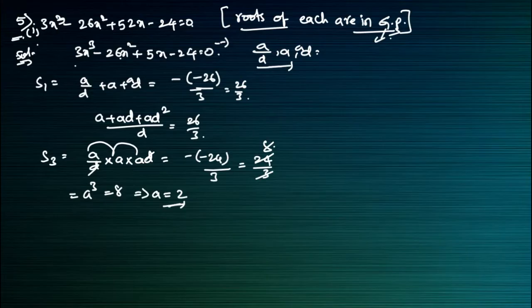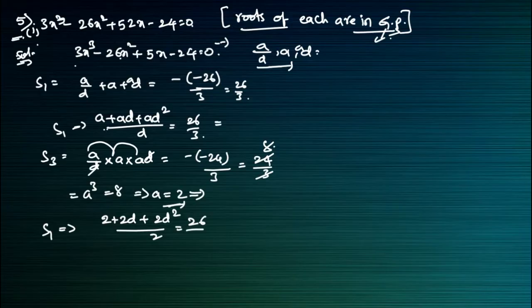That is what we have got here, this s1 is equal to a plus ad square by d is equal to 26 by 3 we got now. So here I will do one thing. I will substitute these two into this given equation. Okay now, so we got s1. So s1 here will become a is equal to 2 now, 2 plus 2d square divided by 2 is equal to 26 by 3 will come.